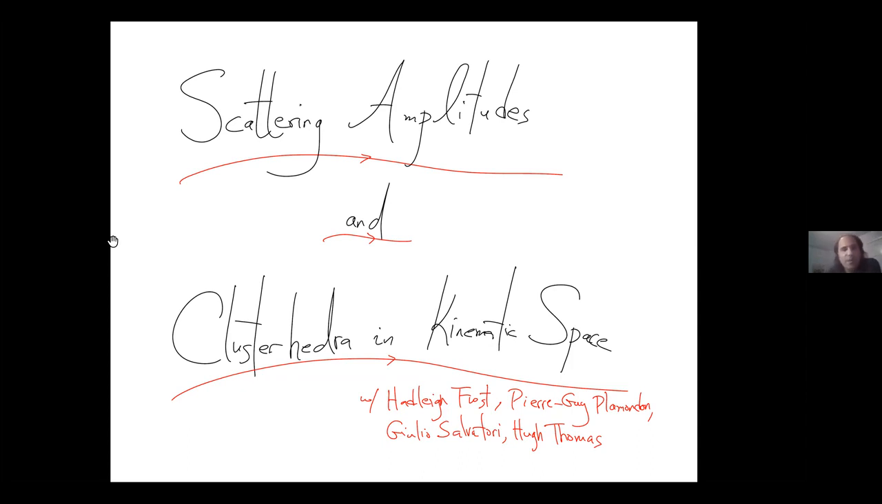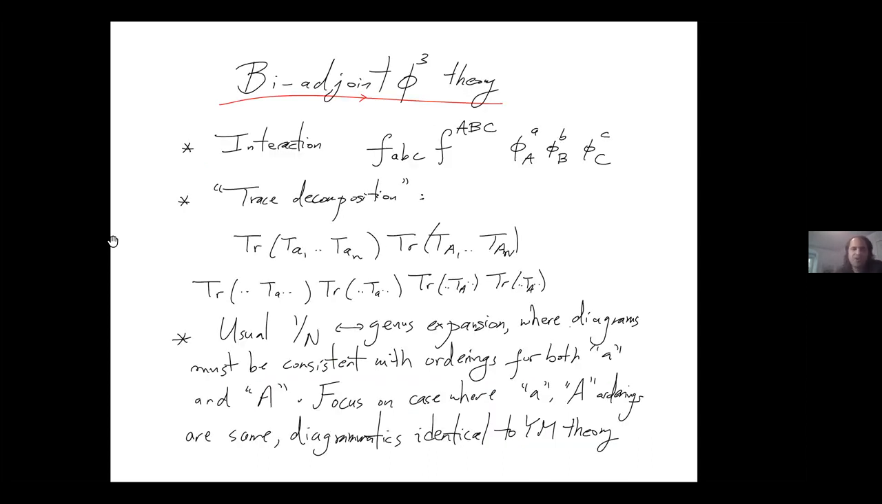Okay, so I'll be talking about scattering amplitudes and cluster hedra in kinematic space, and this is work in progress with Hadley Frost, Pierre-Guy Plamondon, Giulio Salvatore, and Hugh Thomas. So let's talk again about the bi-adjoint phi-cube theory. Now I'll define it a little more carefully for the people in the audience who haven't seen it before.